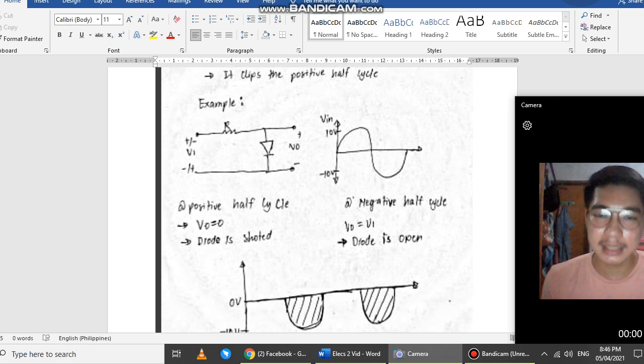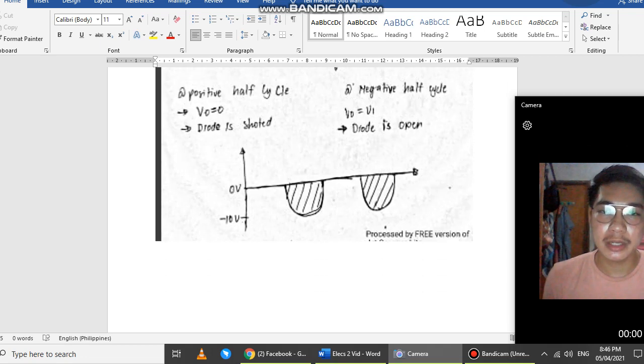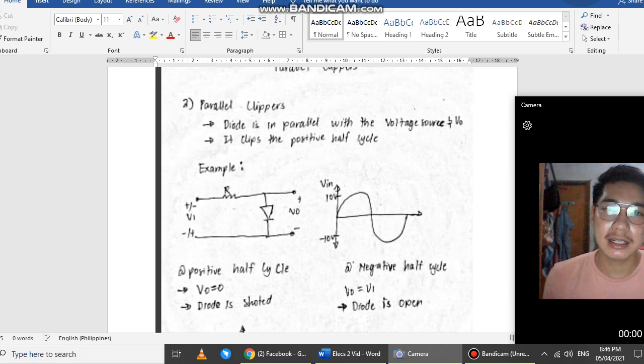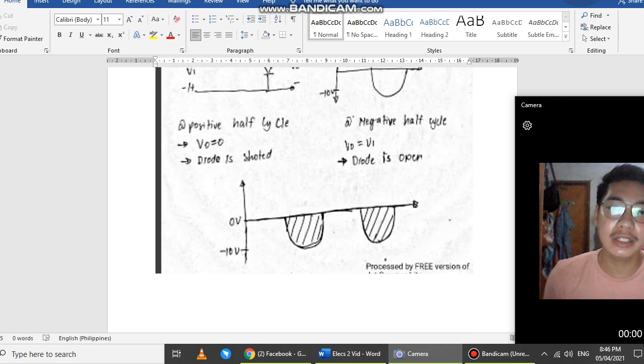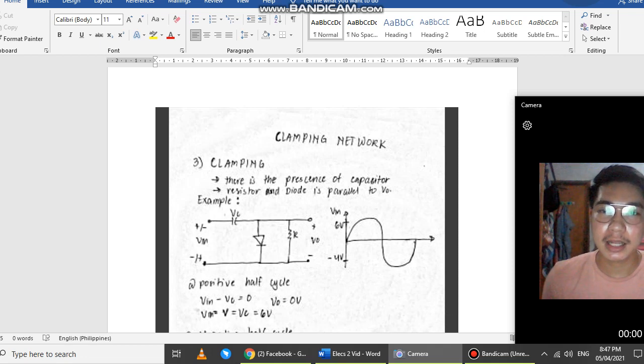So basically, if the diode is parallel with the output voltage, when the diode is open, the reading of the voltmeter on the diode would be equal to the input voltage. And since there is no voltage acting on the resistance, it clips the voltage at positive half cycle. Clamping network. Clamping. There is the presence of capacitor.